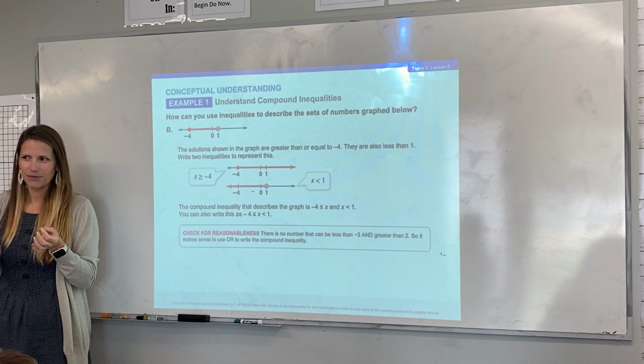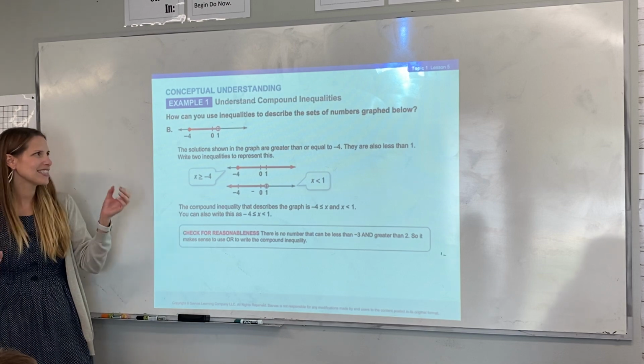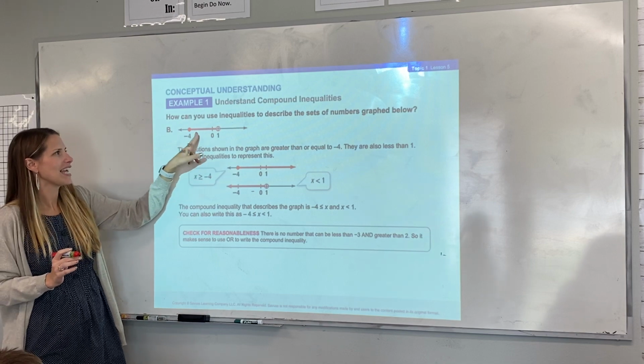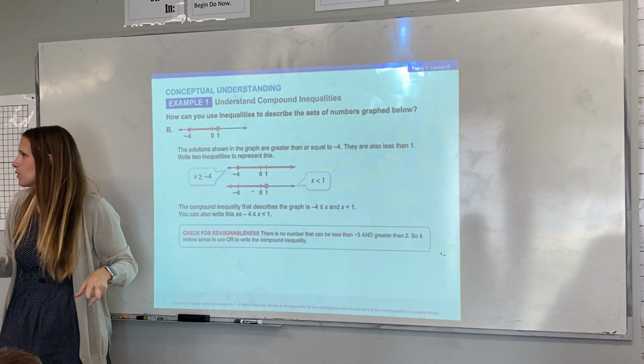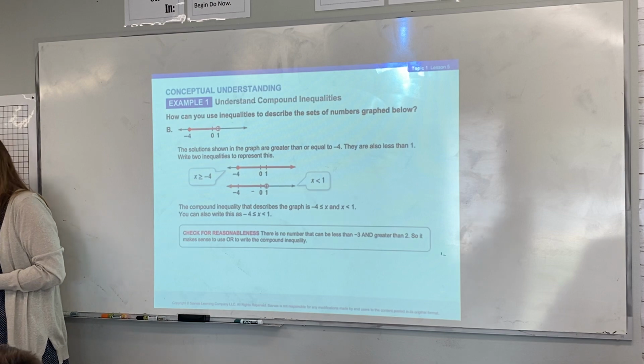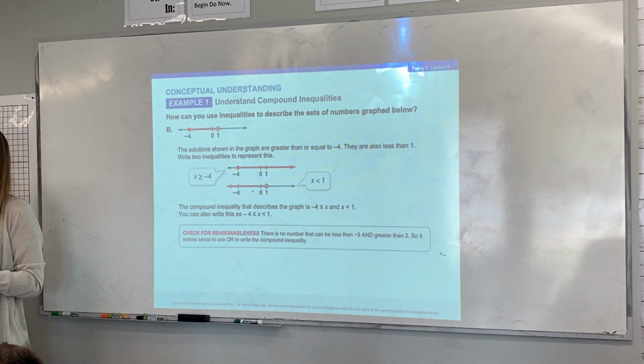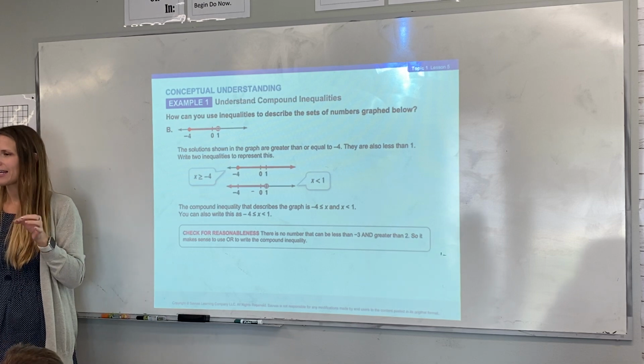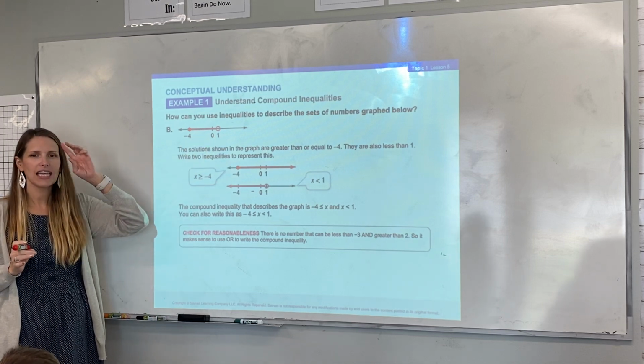Indescribable polarities. X is unequal to... X is in between. Who said it? Thank you. X is in between both. X is in between, okay? When we have an "and" inequality, X is in between.